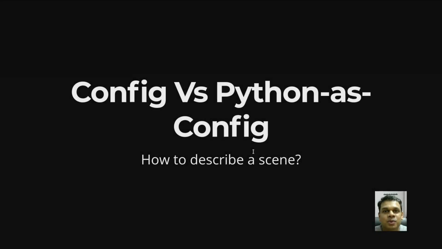Welcome back. So I'll be taking you through my solution. Before I start coding, I'd like to have a clear idea of how I'm going to describe the scene. I had a dilemma between describing a scene as a JSON or an XML or a config file, or should I use a simple Python program and import that Python program. I'd like to call this config versus Python as config.